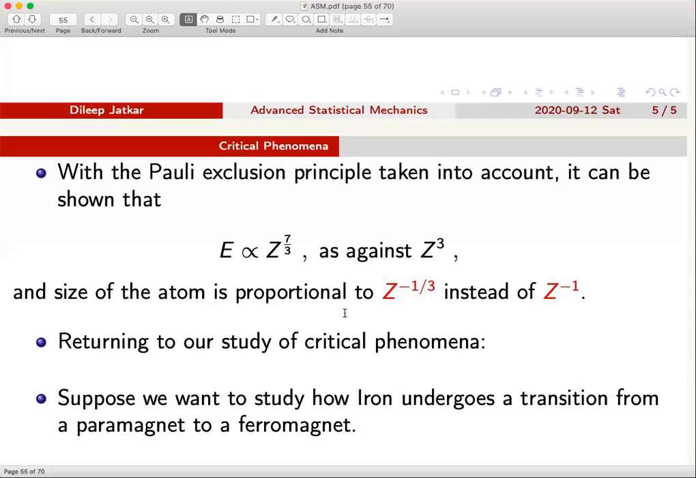Okay, so coming back to what we were doing, we want to study critical phenomena, and so we will try to understand certain aspects of this setup before we embark on any specific model.